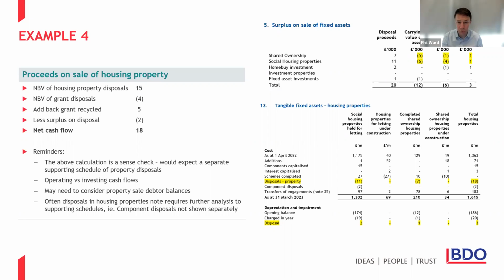So in this example, note 13's got separately component disposals and actual disposals of property. Often they're grouped into a single line item, so you need further analysis to get to the cash flows relating to actual property disposals as opposed to just replacing a kitchen or a bathroom.